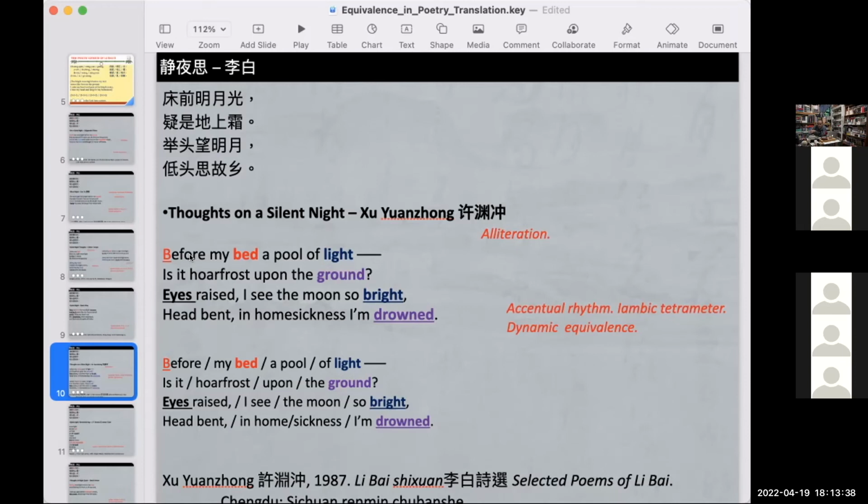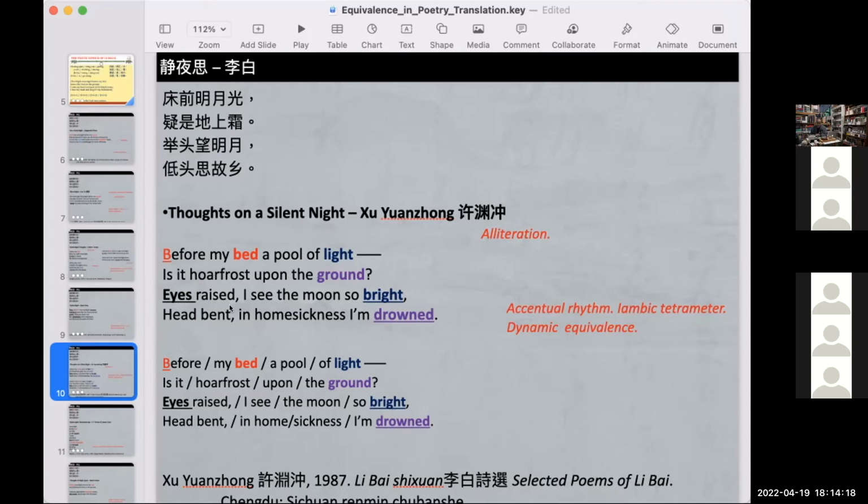Why is it iambic? As I said earlier, iambic is the adjective of the name of the foot, which is iamb. Iamb is a two-syllabic foot. The first syllable is unstressed, the second syllable is stressed. So ta-tam. The second syllable should receive the stress, the accent. This is what we call accentual rhythm.